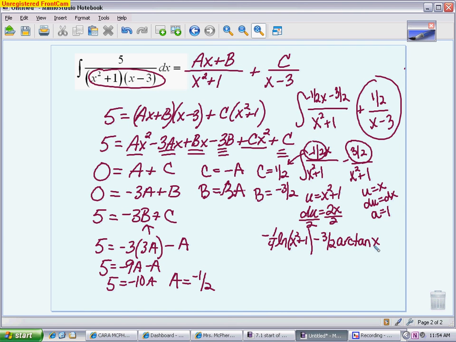That is just a basic natural log. The 1/2 that is on top does need to come out front. So it will be 1/2 the natural log of x minus 3 plus C.